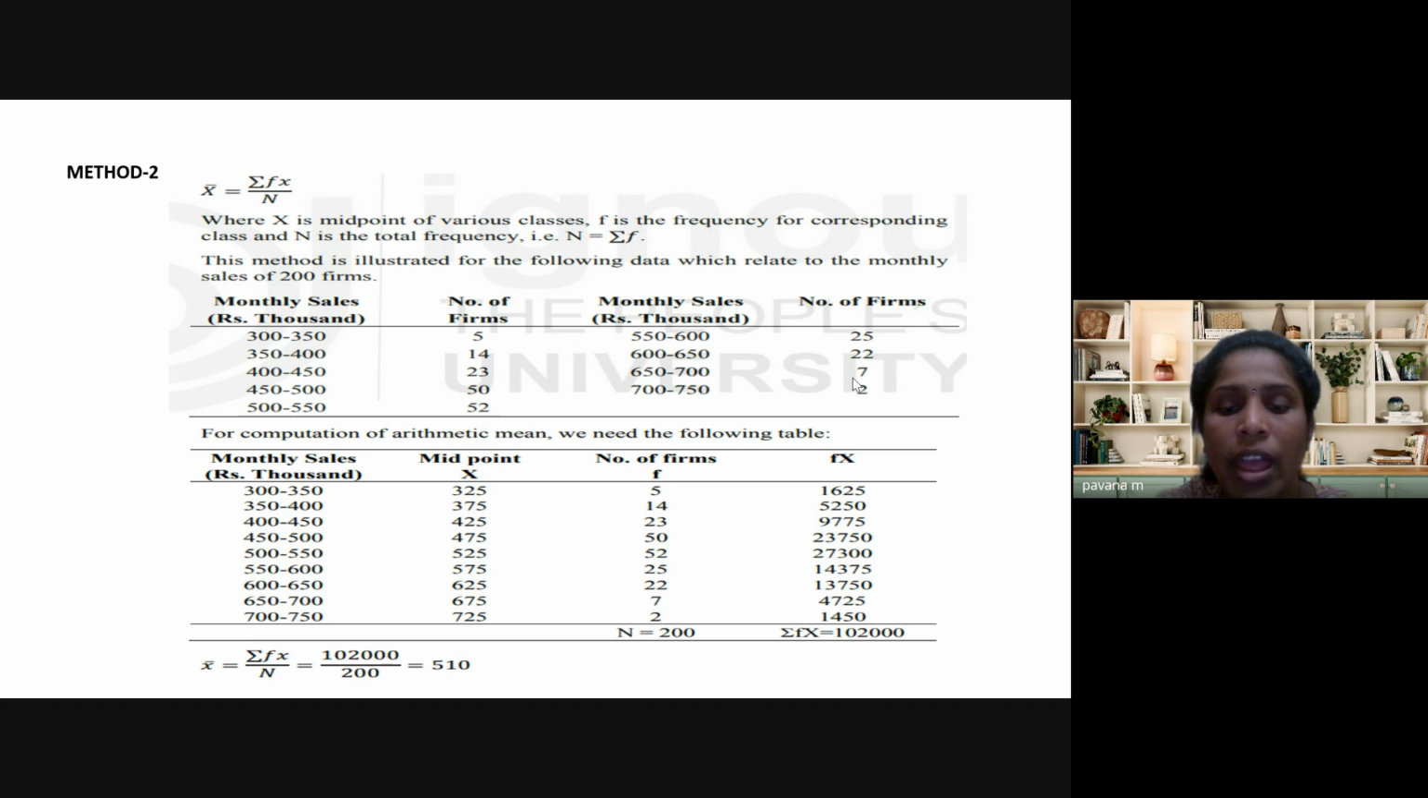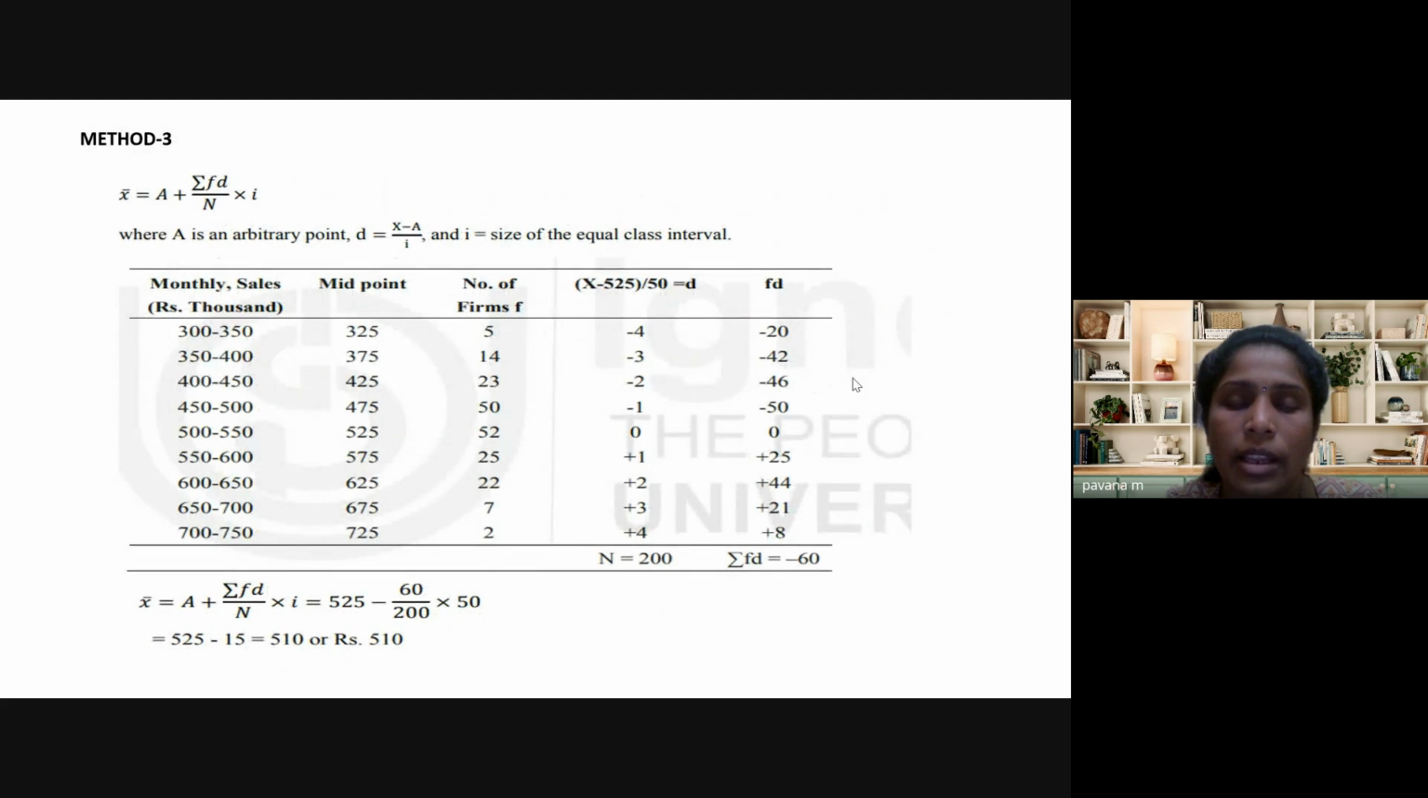So here the value of n is 200 and sigma Fx is 1 lakh 2,000. So 1 lakh 2,000 by 200, that is 510. So this is the second method for calculating the arithmetic mean, and this is another method for calculating the arithmetic mean. The formula is x bar is equal to a plus sigma fd by n into I.